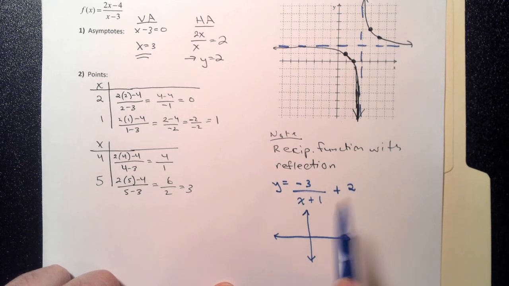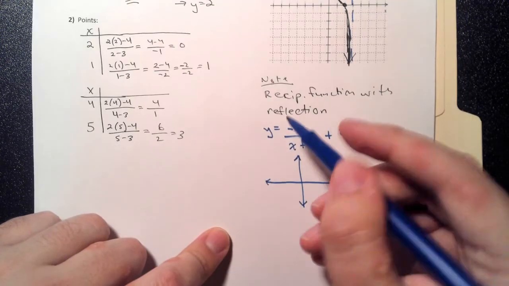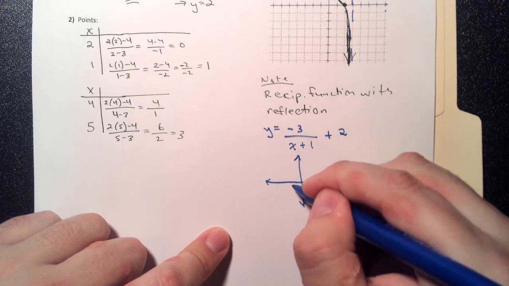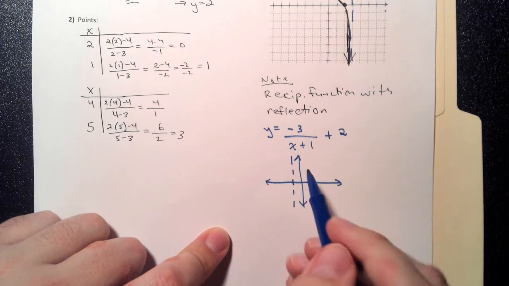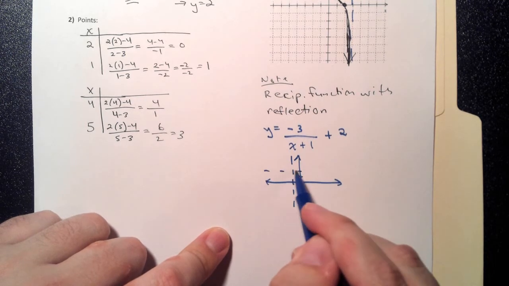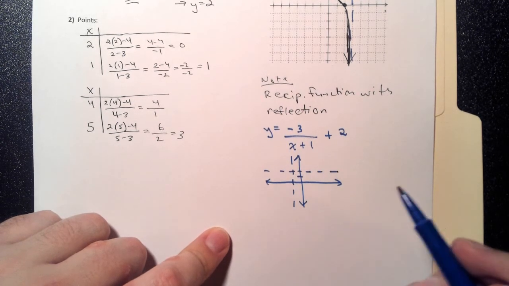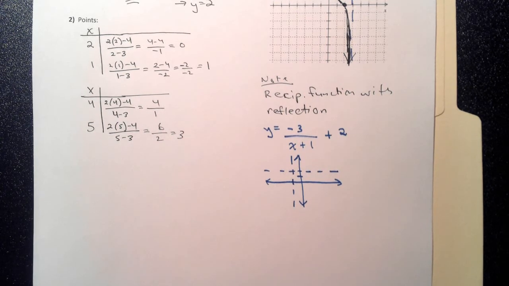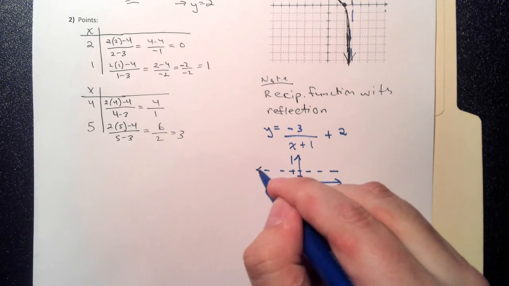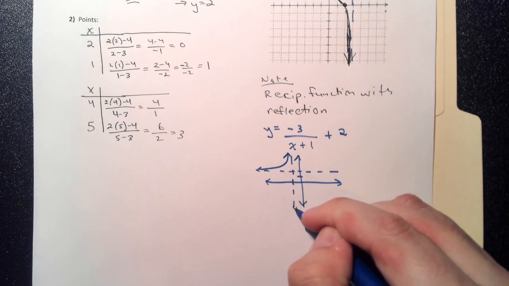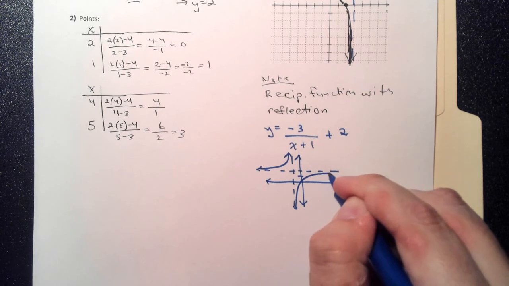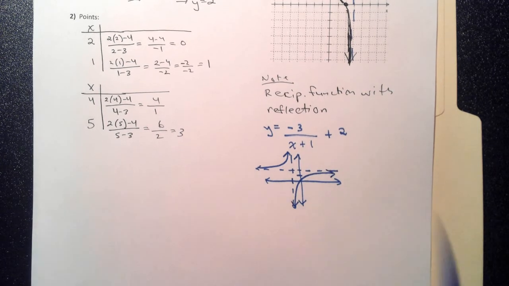In which case I can see I have a vertical asymptote of x equals negative 1, a horizontal asymptote of y equals 2, and if I found points, what the reflection, what that negative is going to do is actually put these curves up here and down here. And it's just a very general sketch of what that might look like.